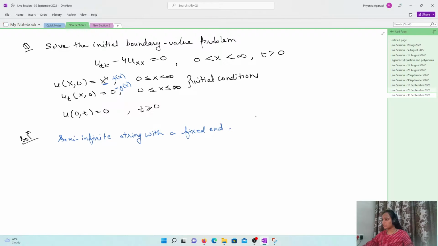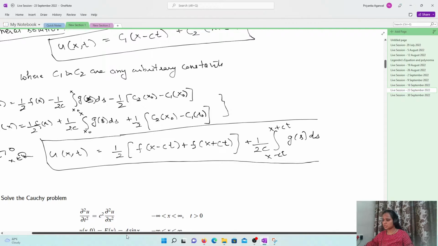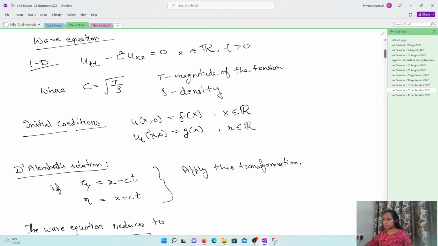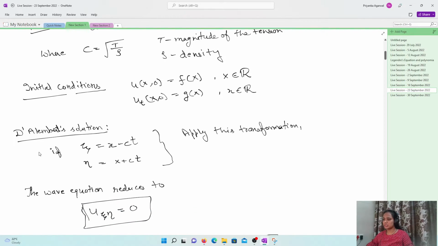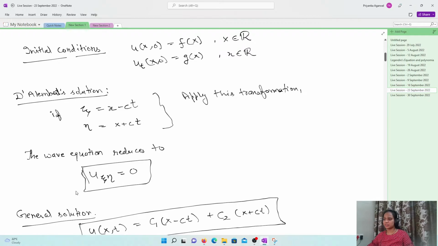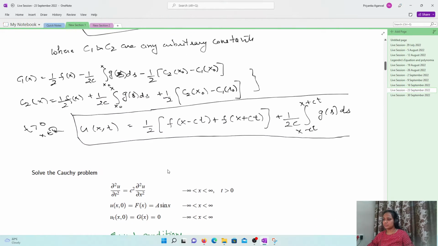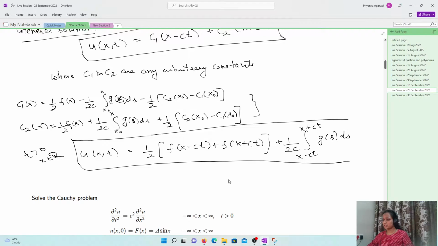If I take you to the last tutorial session, we have already seen that if we are given these initial conditions for the wave equation, then we can solve it by applying a transformation, which is D'Alembert's solution, and the wave equation reduces to this form, and the general solution can then be written in terms of xi and eta, and therefore this is the general solution which we get.